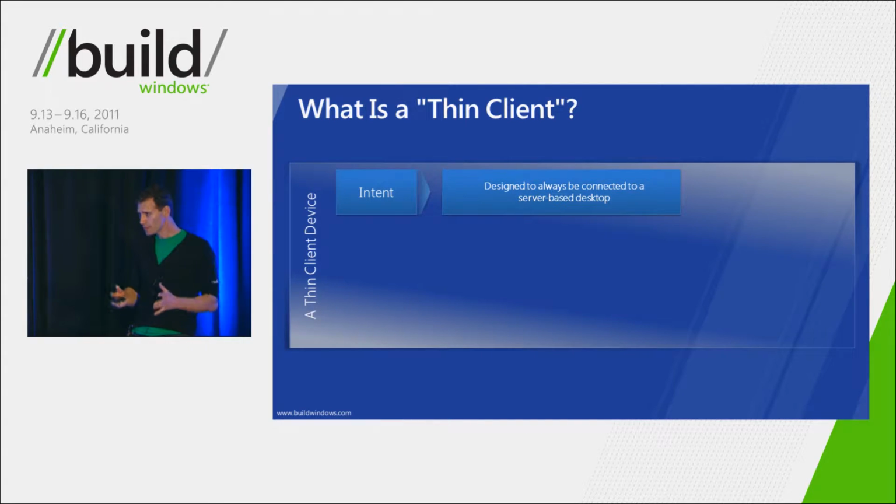Well, one of the first things we think about is the intent of the device. This is an appliance. This is a device that has a single purpose, and that purpose is to connect with resources on a server. By itself, it has very limited or no utility. So if the device gets stolen or taken home, there's no information on the device, and it can also be much simpler to manage because it's such a basic device.